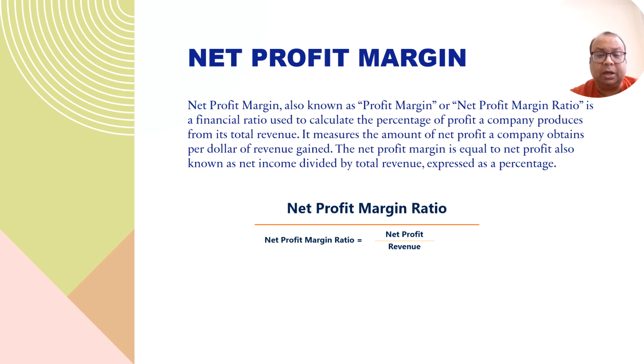In simpler terms, a higher net profit margin means the company is more efficient at turning sales into profit and is generally more profitable. A lower net profit margin indicates higher costs relative to sales, meaning less profit is earned per dollar of revenue.